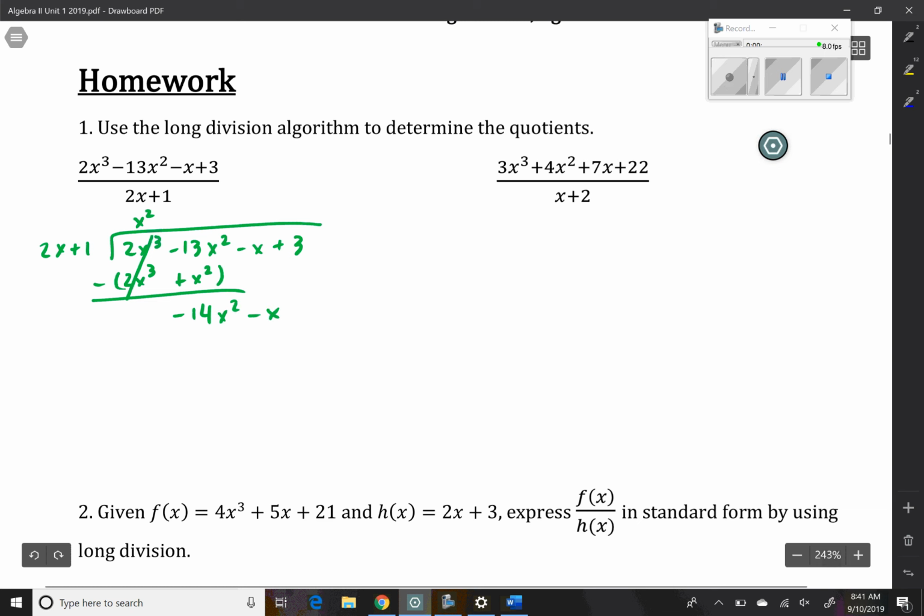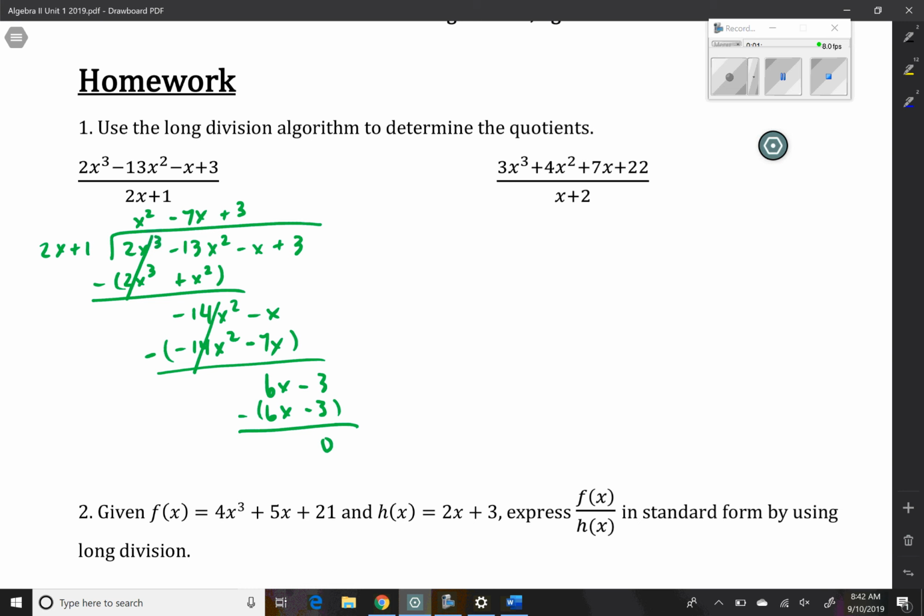Next term comes down. So now if we go through, I put in a negative 7x. That's going to make negative 14x squared and a negative 7x. Subtraction, these cancel, and we wind up getting plus 6x. So minus 3 comes down. Multiply by 3. These last two things should be the same. If they're not the same, that would make a remainder. We don't want remainders today. So there you go. Answer is x squared minus 7x plus 3.